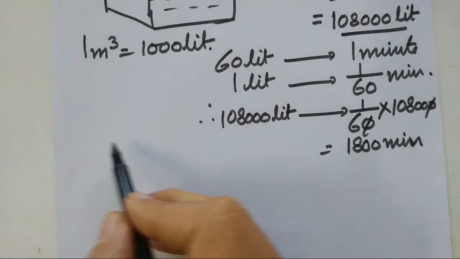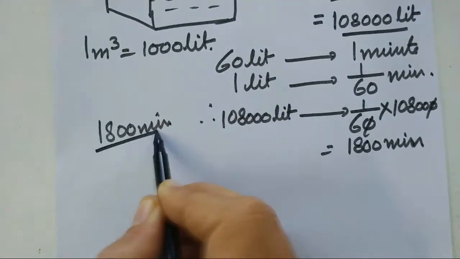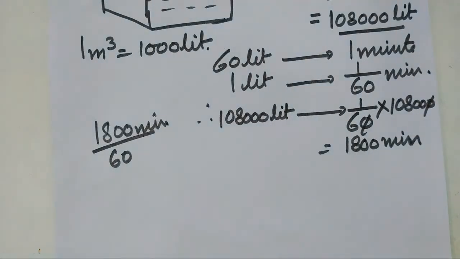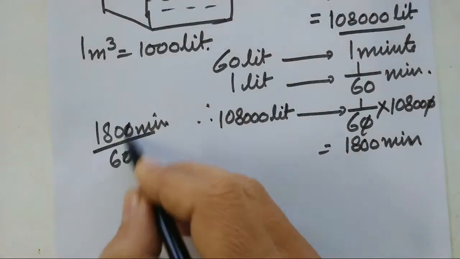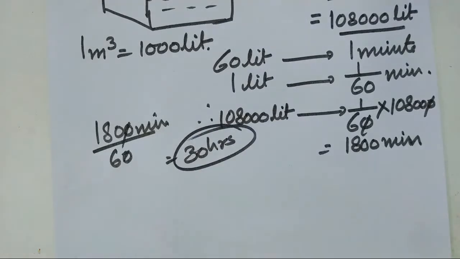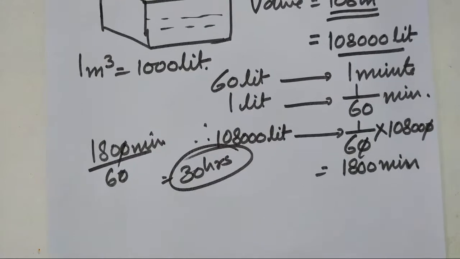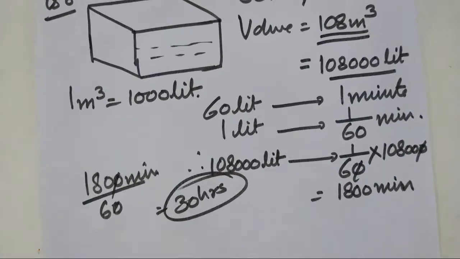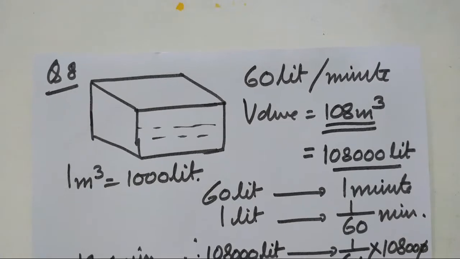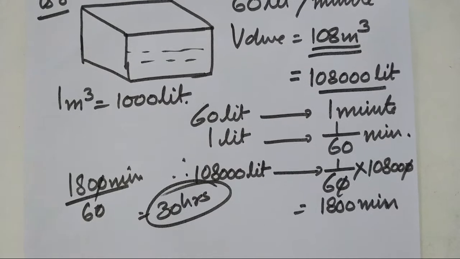Now 1800 minutes means how much? Change it into hours, so divide by 60. It will give you 30 hours. So this is the answer. Question number 8 in this exercise, the last part. So we have found the cylinder volume also, and we have solved the question based on the cuboid also. The concept of volume is there.